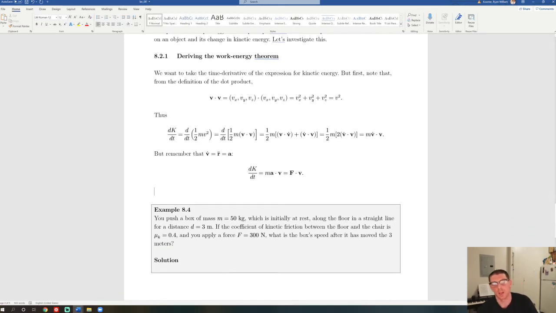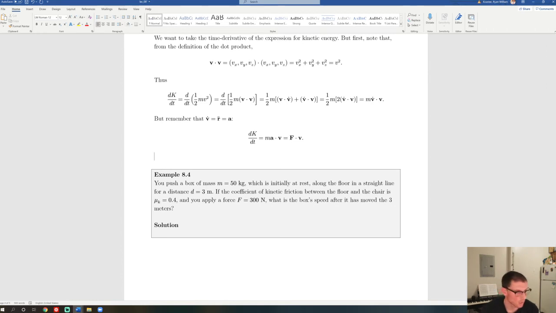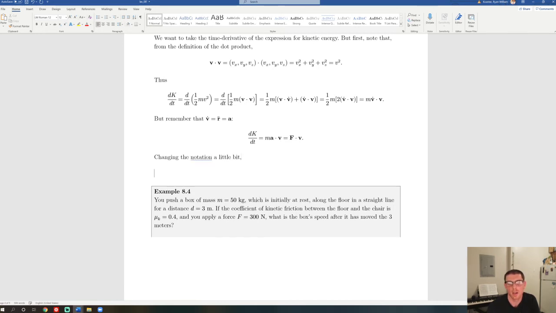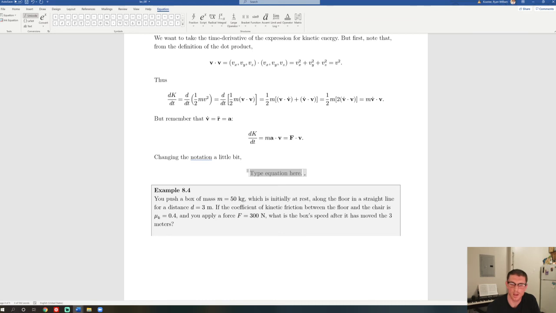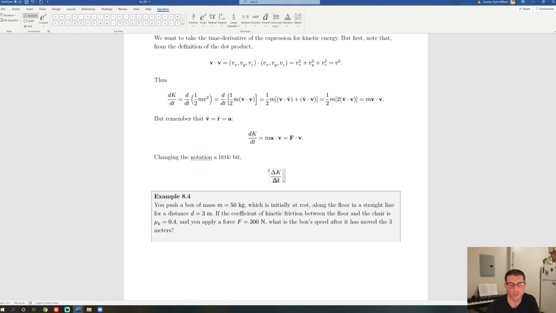Okay, we're almost there. Now we're going to do something that's going to make the mathematicians angry, but you know what? Too bad for them, we're doing it. So what I want to do is change the notation a little bit. I'm going to write this time derivative as the change in the kinetic energy over the change in time, and this now equals, we're going to keep the force in there like that.